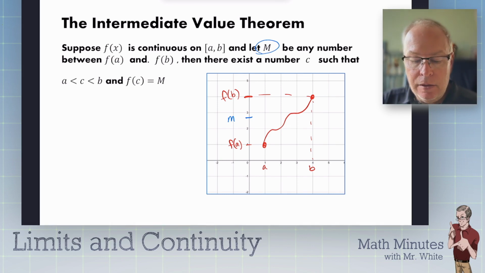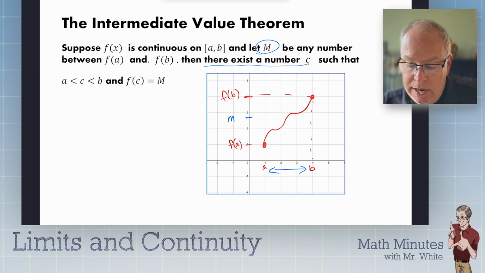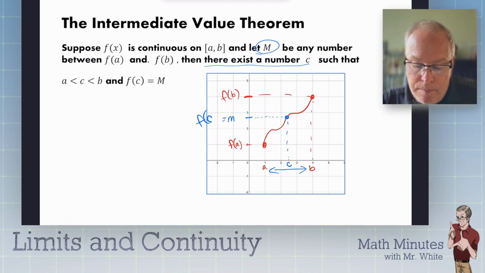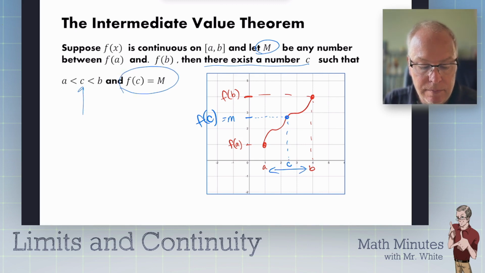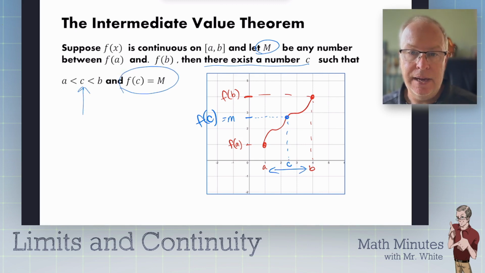The Intermediate Value Theorem says, therefore, we know there must exist a C somewhere in between here and here, for which f of C is M. There must exist a spot, C, somewhere between A and B, such that f of C equals M.